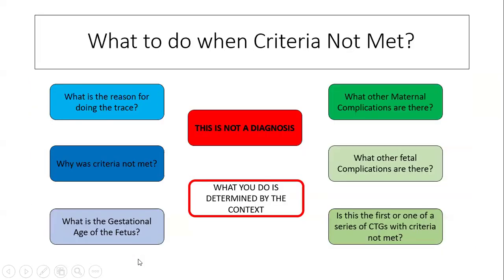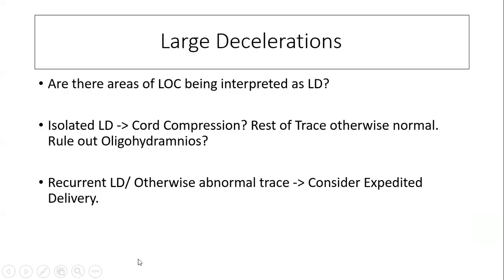It's the same with the Dawes-Redman when the criteria is not met. The first question should be, what is the reason for criteria not being met? Why was the trace done anyway? What is the gestational age? Are there any maternal or fetal complications? And this is the first one of a series. You need to understand that your HB itself is not a diagnosis. It tells you what the HB is, and you need to find out why the HB is like that. It's the same way with the Dawes-Redman. It is not a diagnosis. So what you do is determined by the context.